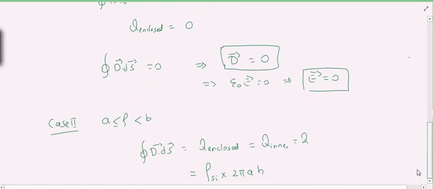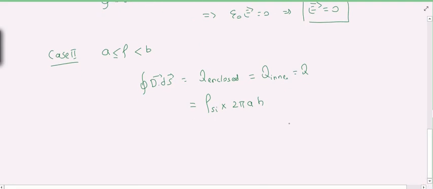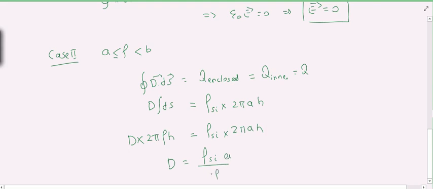component remains, and for that the theta is 0, which means that D dot dS becomes D integral dS, the differential surface of the curved surface of the cylinder. So that will be 2 pi rho h, because I am taking radius rho for the Gaussian surface. So here it will be rho s into 2 pi a h. So what are the things that are cancelling? Here 2 pi and h get cancelled. So what is remaining? That D is rho s divided by rho, which can be written as a by rho.